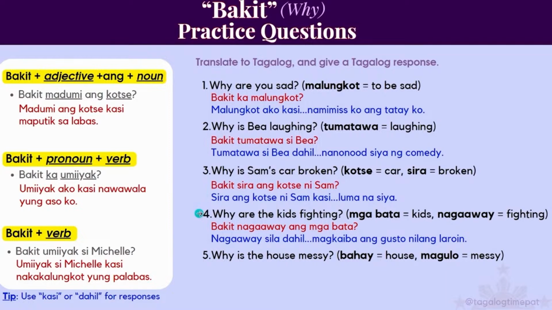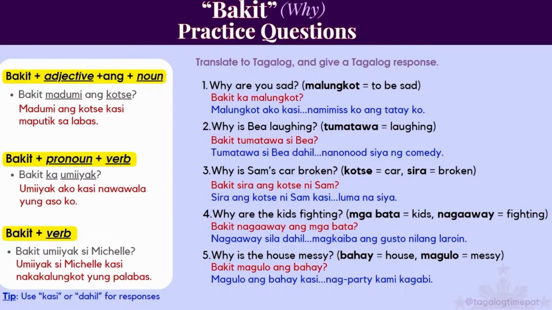Number 5, why is the house messy? Bahay is house. Magulo is messy. Bakit magulo ang bahay? So this one is just directly following rule number 1. Bakit, then an adjective, then ang, then a noun. Bakit magulo ang bahay? Response, magulo ang bahay kasi the house is messy because nagparty kami kagabi. We had a party yesterday.